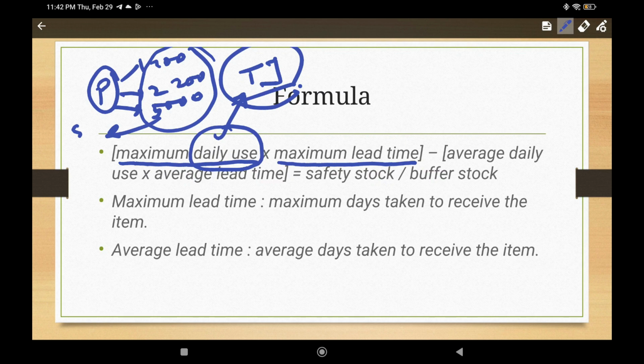But right now, according to the formula, maximum daily use into maximum lead time minus average daily use into average lead time is equal to safety stock or buffer stock. Now we know that maximum lead time is the maximum days taken to receive the item. Average lead time is the average days taken to receive the item. Now what is maximum, what is average?